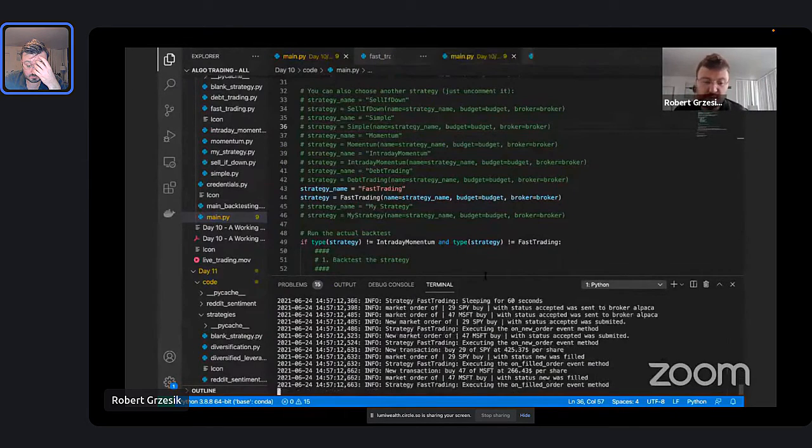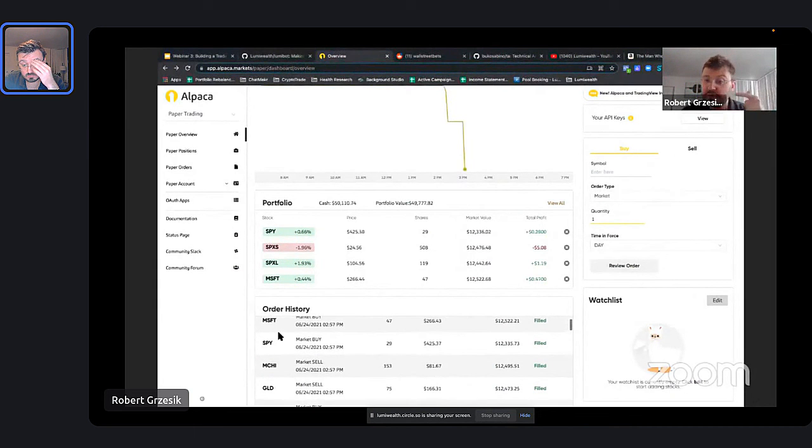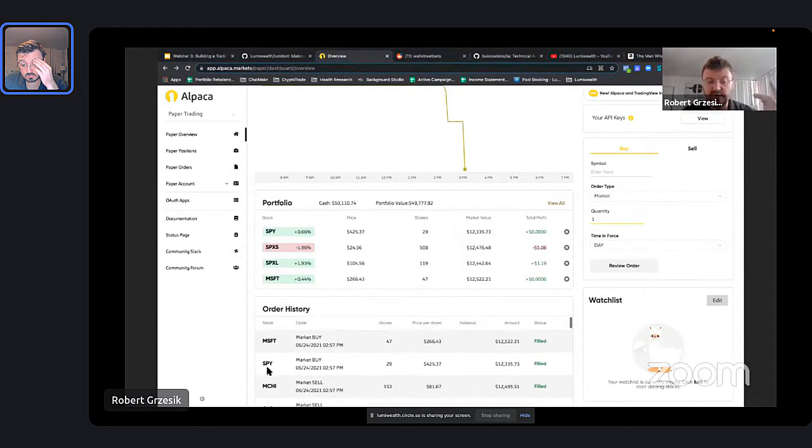If we give it a little bit more time, it'll swap things out. Oh, there you go. Okay, it just did that. So it sold the gold. Remember, you guys saw the gold. It sold that, and it sold our MCHI. So we sold two of those things, and it bought SPY and it bought Microsoft, right?